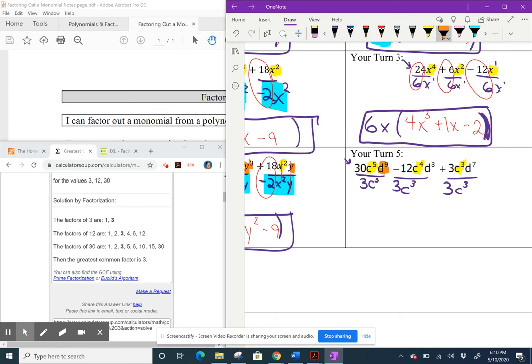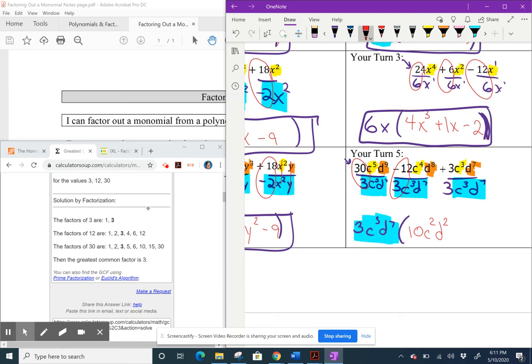Then we have d to the 9th, d to the 8th, d to the 7th. So the smallest exponent is d to the 7th. Notice all my monomials that I'm factoring out are the same. So we have 3c to the 3rd, d to the 7th. And now we just divide. 30 divided by 3 is 10. C to the 5th divided by c to the 3rd gets you c squared. And then we get d squared, because d to the 9th divided by d to the 7th is d squared.